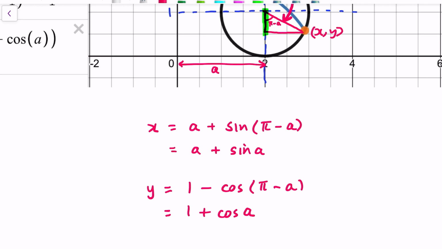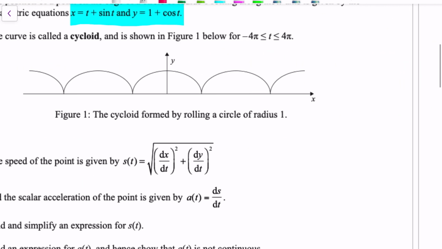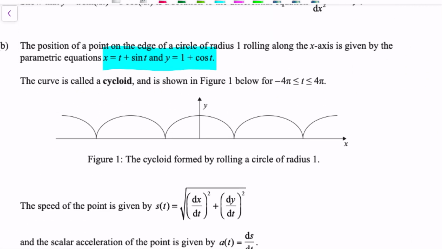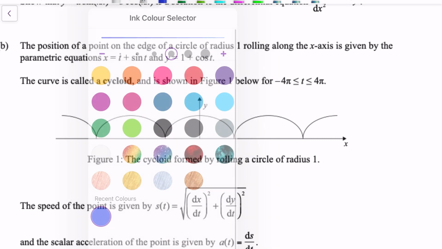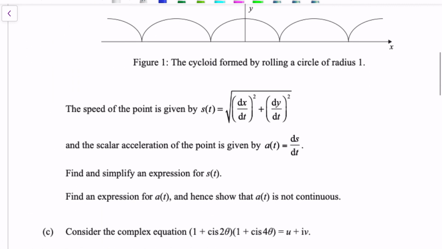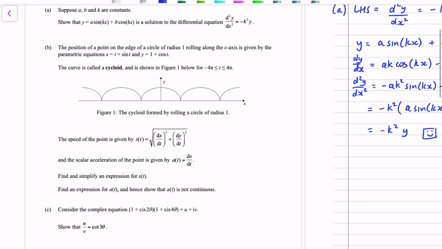Okay, so that's how you would, I guess, derive them if you needed to, but the question, like most SCOL questions, will just give you the equations to start. Okay, what do we need to do with these equations? We've got an equation for the speed of the point, and it looks like Pythagoras there, and we're talking about speed and not velocity. And then the scalar acceleration of the point is given by the derivative of that speed function. Find and simplify an expression for it, and find an expression for a of t as well. Show that a of t is not continuous. Okay, so take our equations to start.